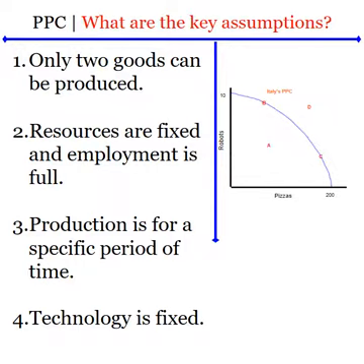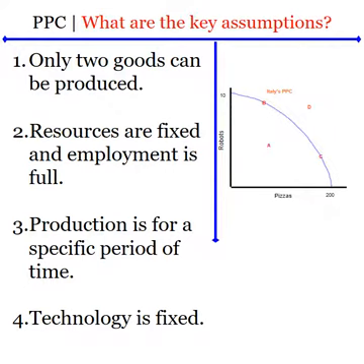So that's why, number 3, production is for a specific period of time. You have to limit, are we making this many in a day or in a year? So for Italy's PPC there, the assumption is that they're making either 10 robots in a day or 200 pizzas in one day. We have to narrow it to a certain window of time so that you can compare one country, Italy in this case, to another country to see what they can produce. We're going to start comparing countries to figure out trade later with PPCs.